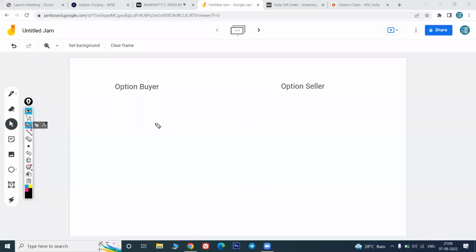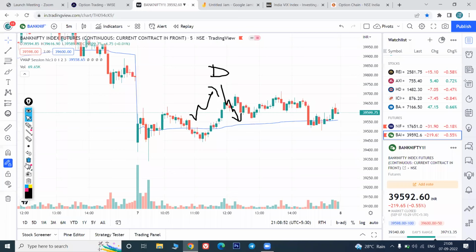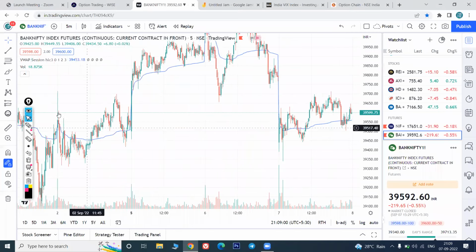So next, what is this? From an option buyer's perspective or option seller's perspective, a common direction is required to understand the one-sided option trade. Now one more question which might come into your mind is, sir, only with the help of VWAP can we understand the direction? I will tell you, with the VWAP along with where price is trading.